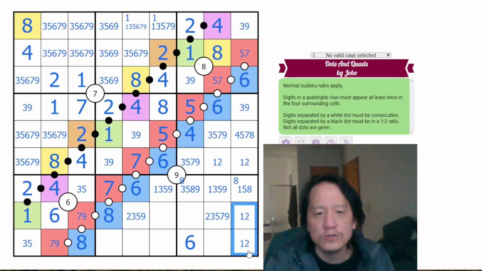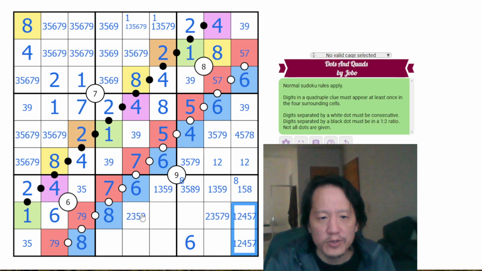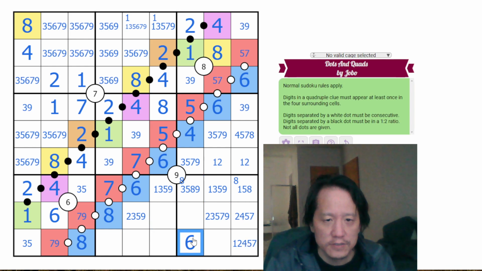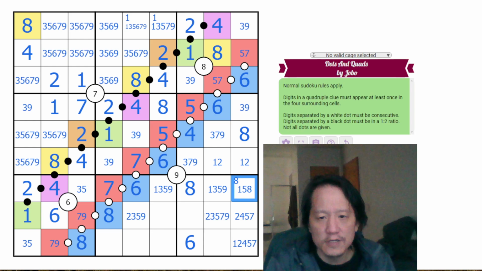So this is 1, 2, no 3, 4, 5, no 6, 7, 8. But the 8 can't be there because 8 is one of those two. This can't be 1. This is a 6. This can't be 8. Okay, there's no 5 here. So it's 3, 7, 9. This can't be 5. This has to be the 8. So this can't be 8, so therefore this is 8. This can't be 8. That can't be 8.